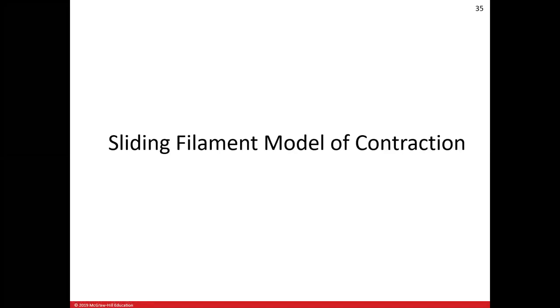Okay, today we are getting into the sliding filament model of contraction. So now we're really going to start looking at how the muscle contracts from the point that it receives a signal from the nervous system to the point that it actually goes through and generates a force within the muscle tissue.